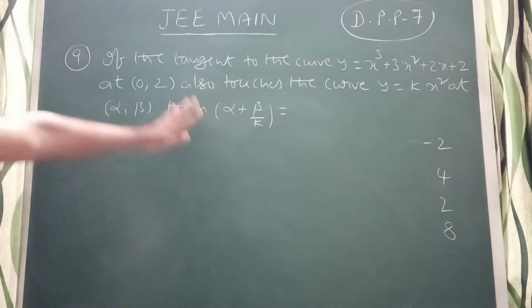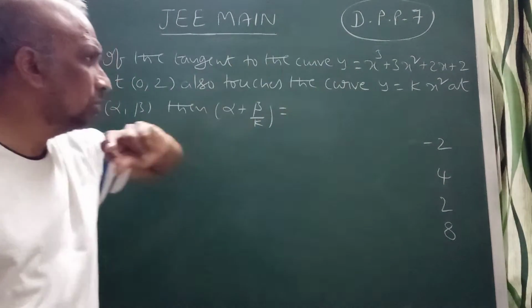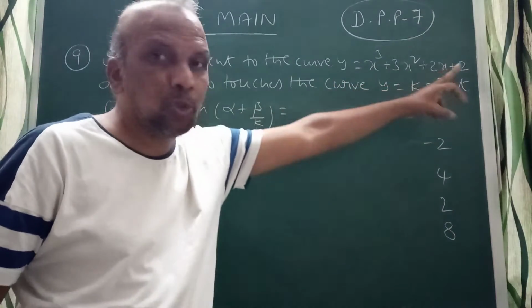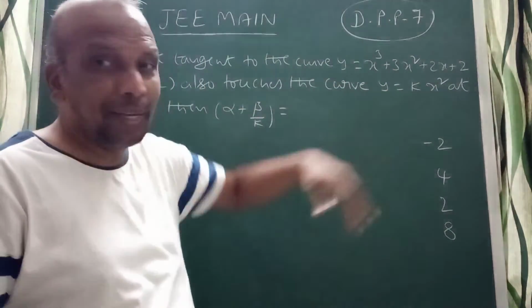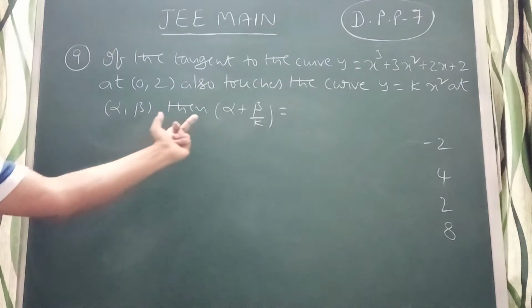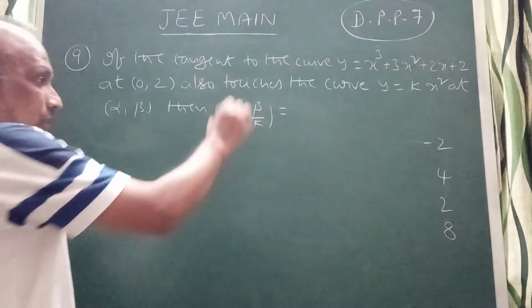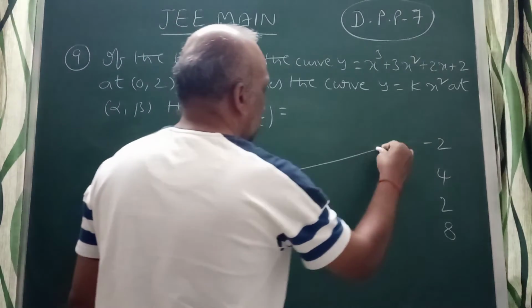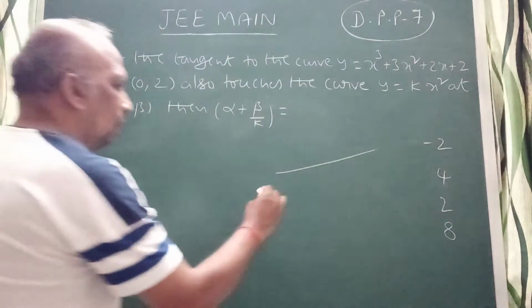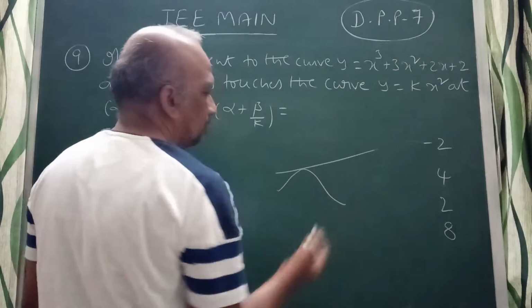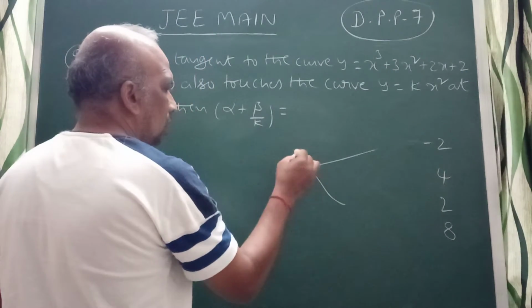See, in this problem they are asking: the tangent to the curve y equal to x cube plus 3x square plus 2x plus 2 at (0, 2) also touches the curve y equal to kx square at (alpha, beta). Then they are asking alpha plus beta by k. Suppose they are talking about this tangent. The curve y equal to x cube is given like this, for example, and it touches at (0, 2).